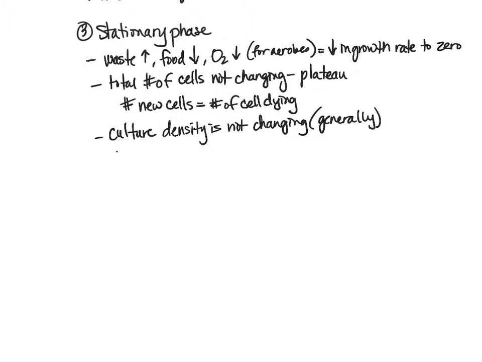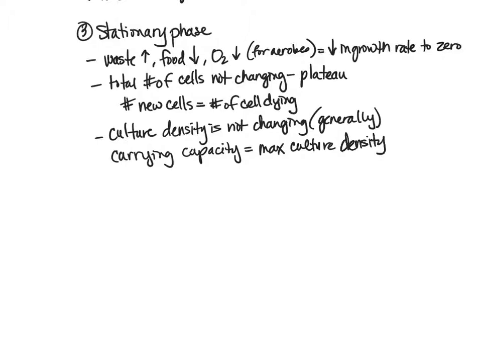And so then we could also say that at this point, our carrying capacity is at max culture density. So we are at max culture density. We can't handle any more growth as a whole. Of course, as I said, there are still new cells being formed, those that happen to have access to nutrients, but at the same time, we have cells that are dying.